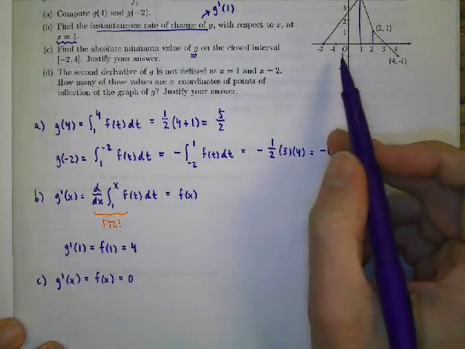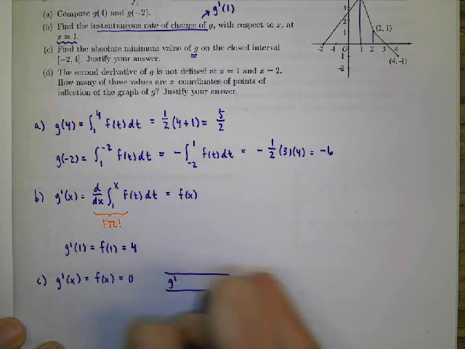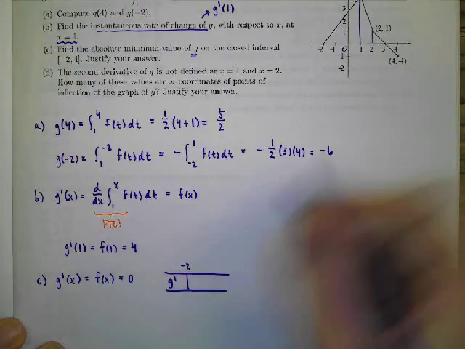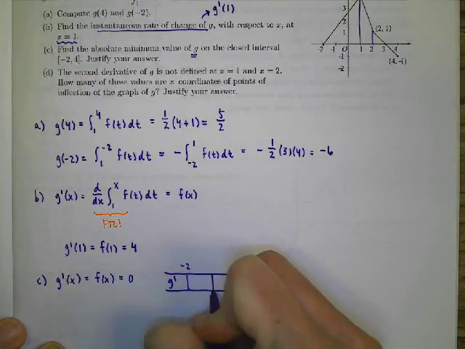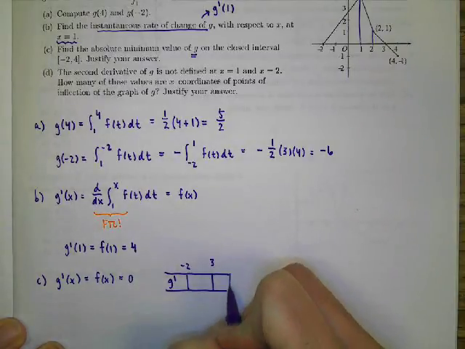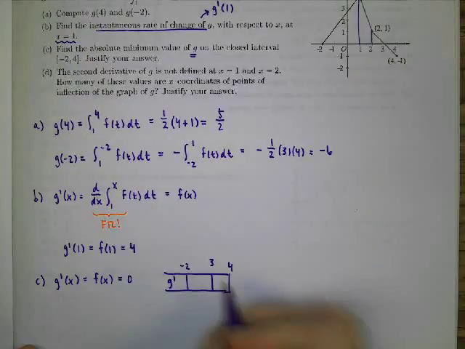So if I look at my graph, I know that f of x is equal to 0. I'm going to make a little table here. It's equal to 0 at -2 and at 3. And then I'm just going to include my endpoint, 4. So there's my table.